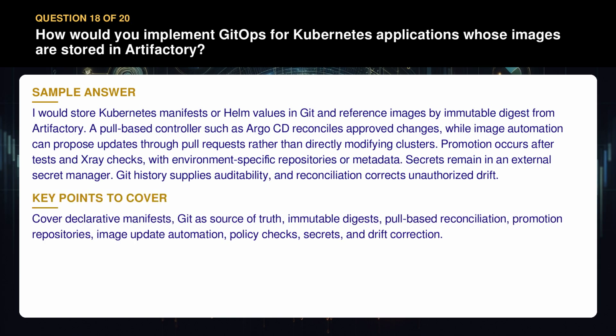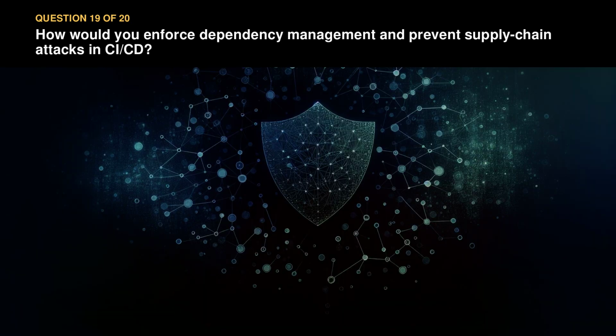Cover declarative manifests, Git as source of truth, immutable digests, pull-based reconciliation, promotion repositories, image update automation, policy checks, secrets, and drift correction.